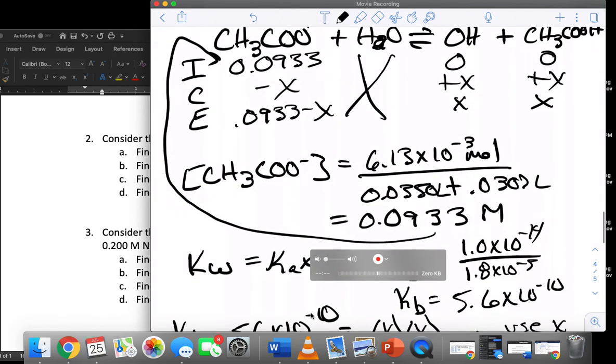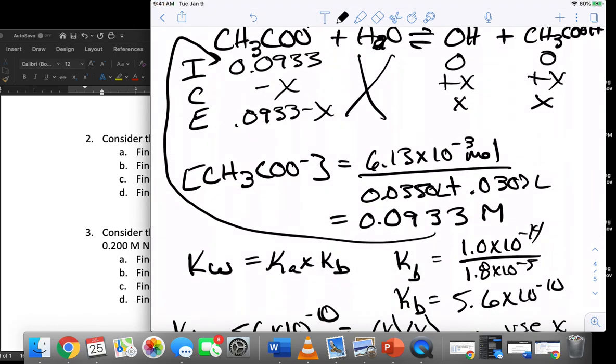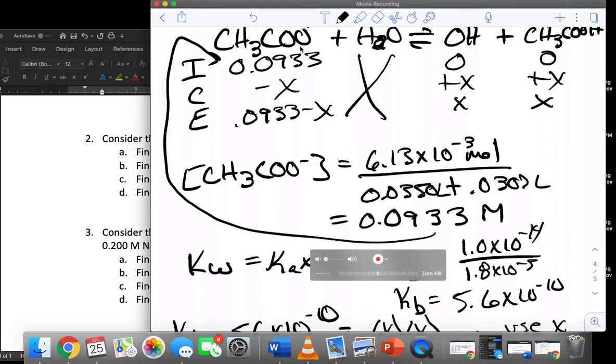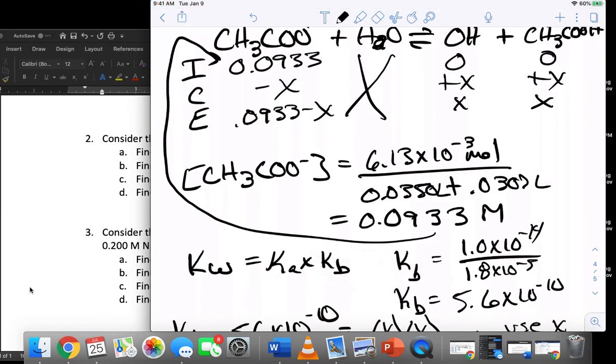And now you're really just looking at solving one ice table and being careful because it's a base and not an acid. And that's not as bad, but it is still a good number of steps. It's really easy to make mistakes. One of the most common ones I see is that people get to the ice table, they get the concentration, but then they forget that they really need a Kb and not a Ka, and so they forget to make that change. That's one really common mistake I see on this one.